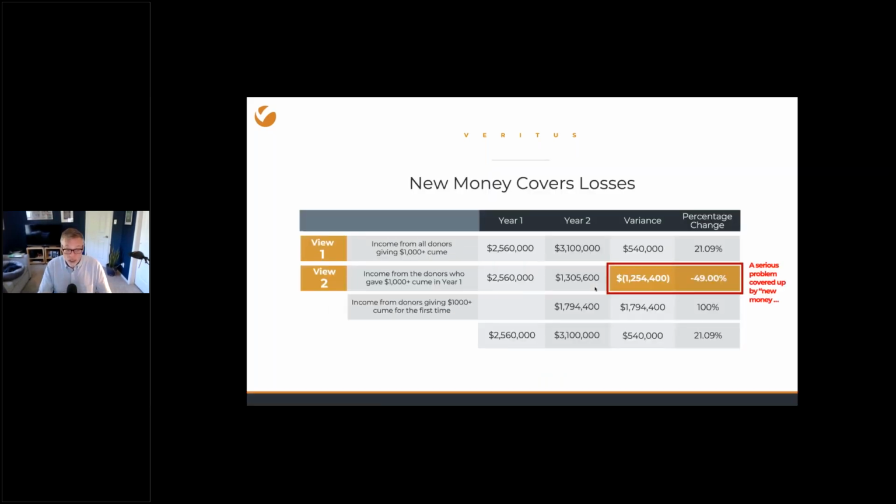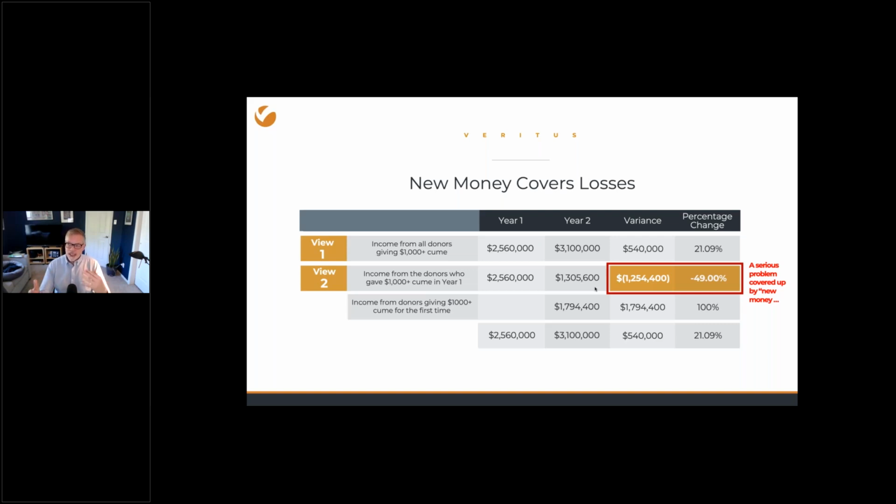Here's another way to look at it. Most nonprofit leaders and development directors, when they look at the strength of their major gift program, they're looking at view number 1. So focus on view number 1 for a second. Year 1, that major gift program brought in $2.5 million. This is all from donors at $1,000 cumulative and above. So 2.5. The next year, 3.1 million. So this program grew 21% in just 1 year.